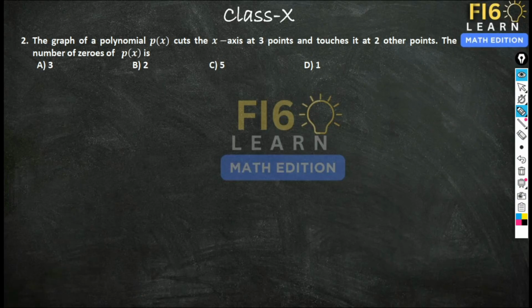The graph of a polynomial p of x cuts the x-axis at 3 points and touches it at 2 other points. Okay. Here the given polynomial p of x crosses the x-axis at 3 points and touches it at 2 other points. So the total number of zeros will be the number of times it crosses plus the number of times it touches. So 3 plus 2 will be 5. Okay. The answer is option C.